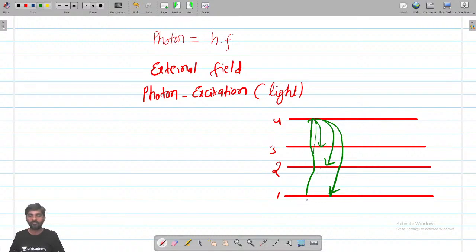The electron which has gained some energy and goes to the higher energy levels may not come back to its normal state directly. It may do multiple jumps.